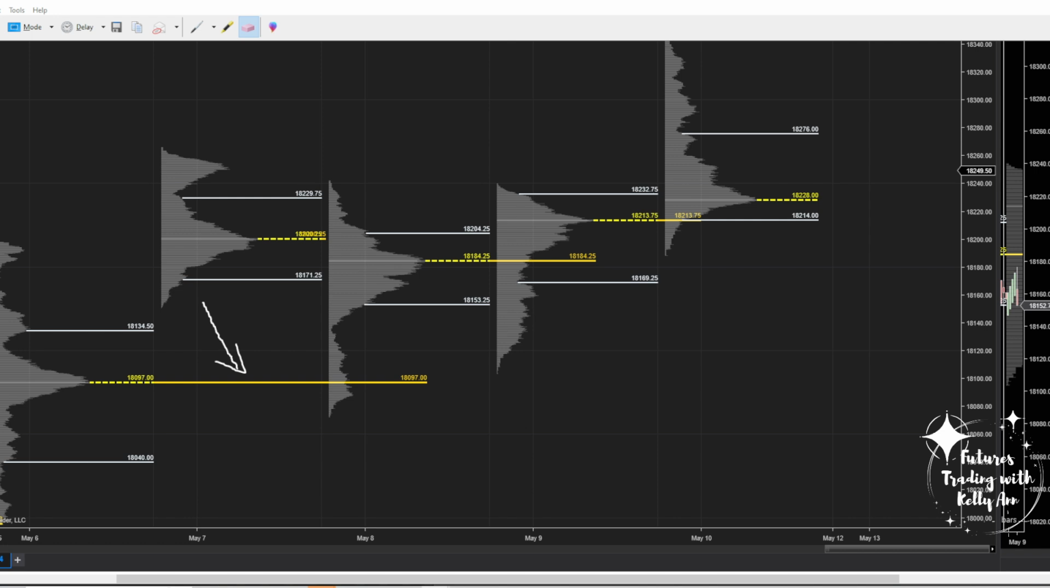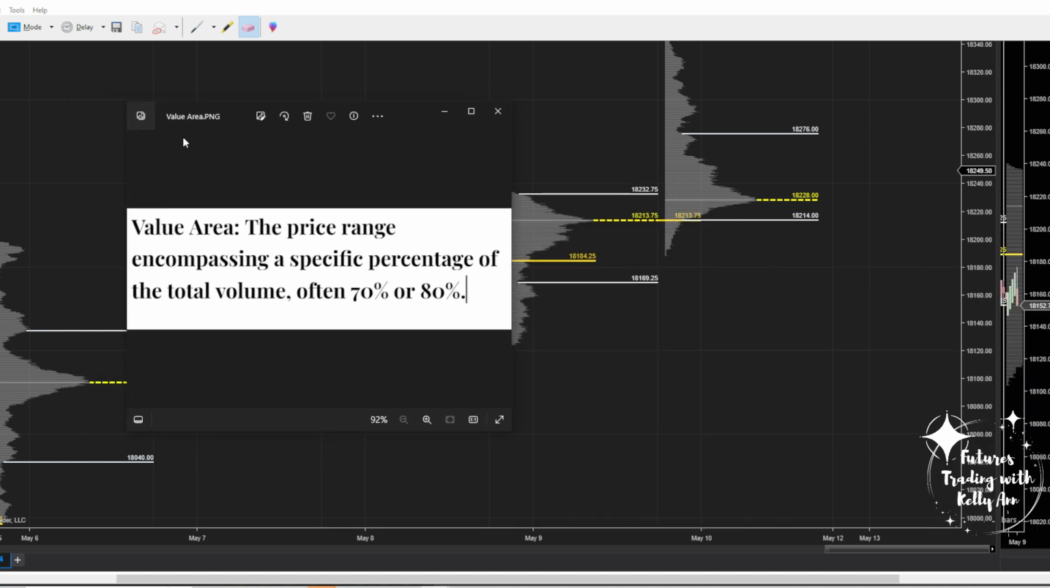Next, let's talk about what is the value area. So the value area is the price range where a specific percentage of the total volume is traded.